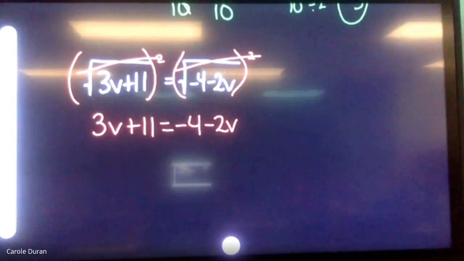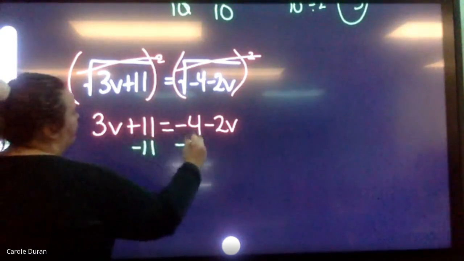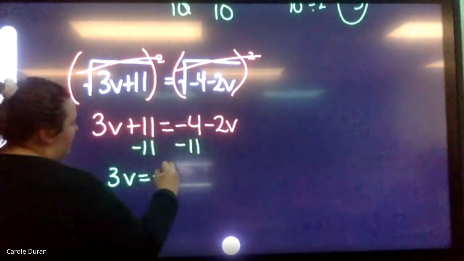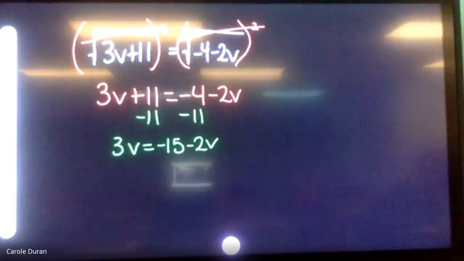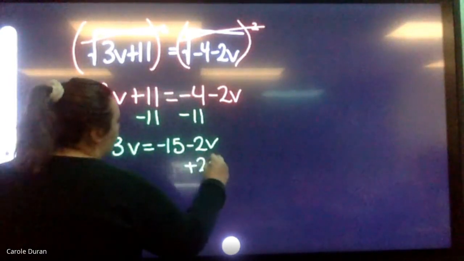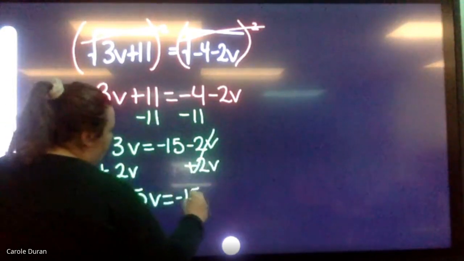Grant, what will I do next? And how am I going to move it over? Good. Then I get 3v equals negative 15 minus 2v. Am I finished, Grant, or can I do more? What can I do? How do I move it? Addition, good. So I'm going to add 2v to both sides. When I do, I get 5v equals negative 15.